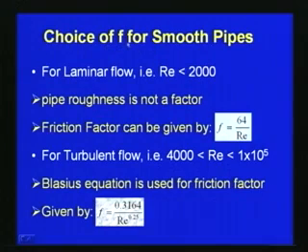So, for example, let us consider the various choices of F for smooth pipes. For laminar flow, that means when the Reynolds number is less than 2000, in the calculation we do not have to worry about the pipe roughness, since it is not a factor. We can directly calculate the friction factor: F is equal to 64 by Reynolds number. And for turbulent flow, in the Reynolds number range of 4000 to 10 to the power 5, Blasius calculated the friction factor as F is equal to 0.3164 divided by Re to the power 0.25.